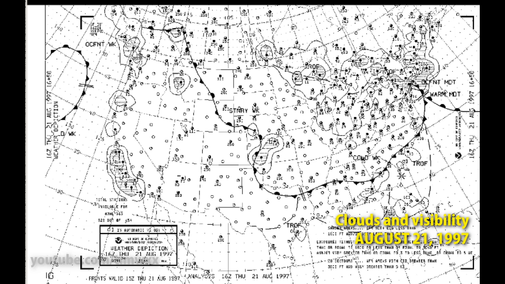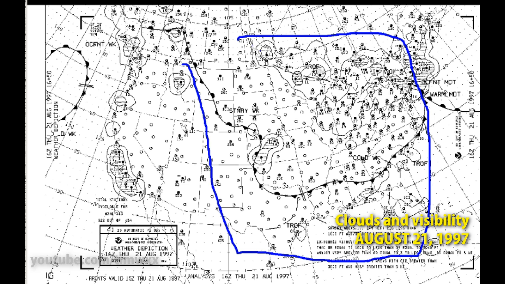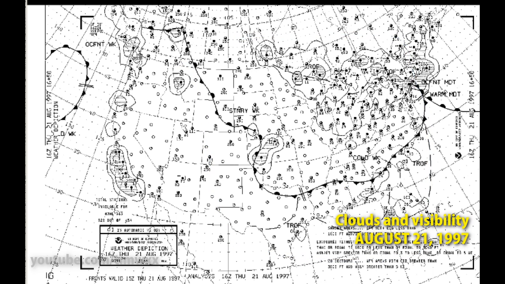Okay, for this segment, we're going to focus on the eastern U.S., basically east of the Rockies. So we're looking at cloud cover at around 11 a.m. on August 21st, this time 1997. So you can see some problem areas right there in Illinois.